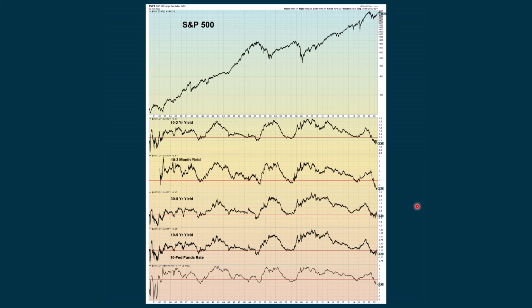We also keep an eye on the different yield curves. The ones that I follow are the 10 to the 2-year and the 10 to the 3-month. We are way inverted with both of those. We also watch the 30 to the 5-year, the 10 to the 5-year, and then I don't really watch the 10 to the Fed funds rate because it doesn't update very regularly.